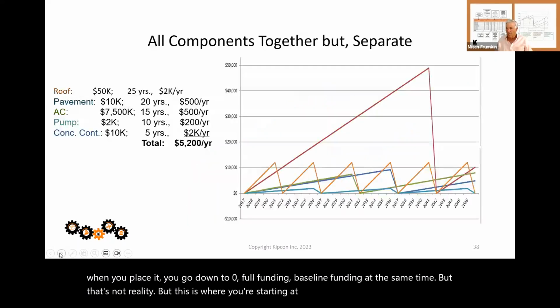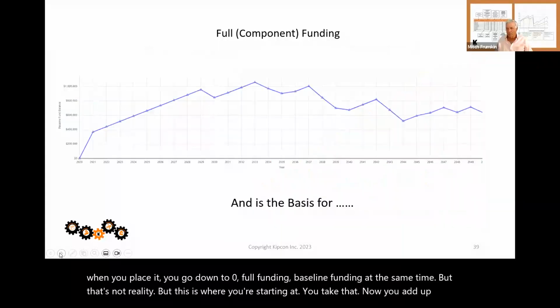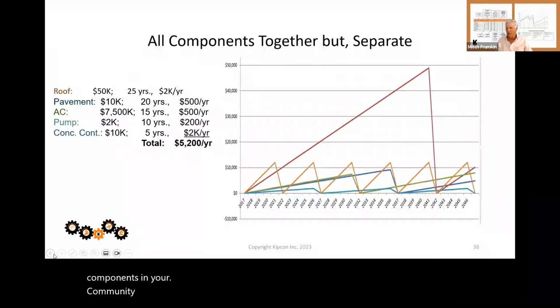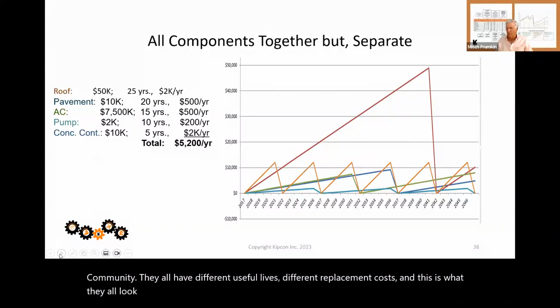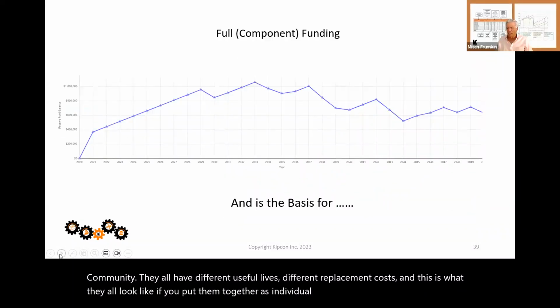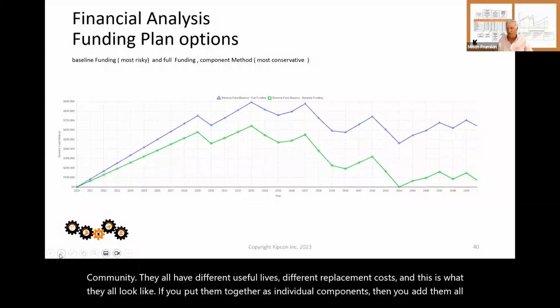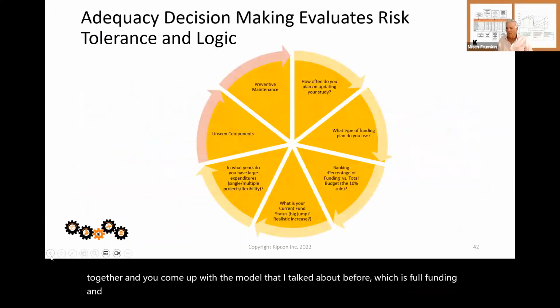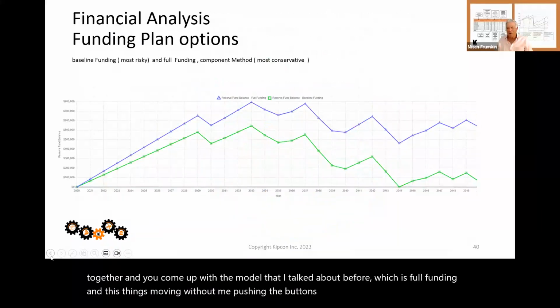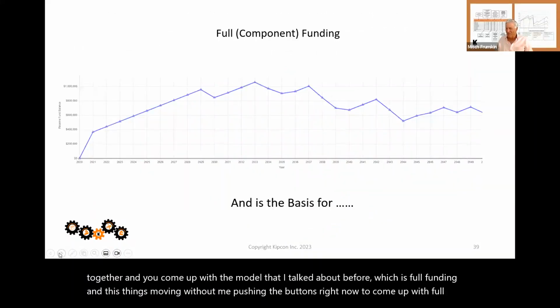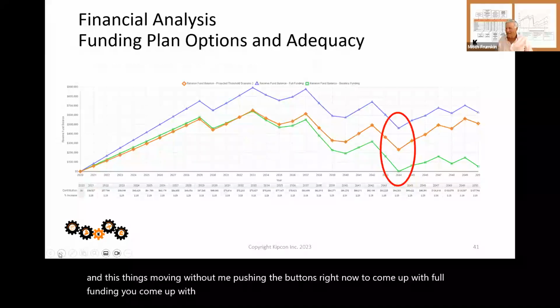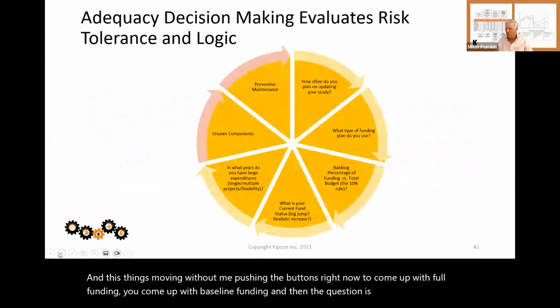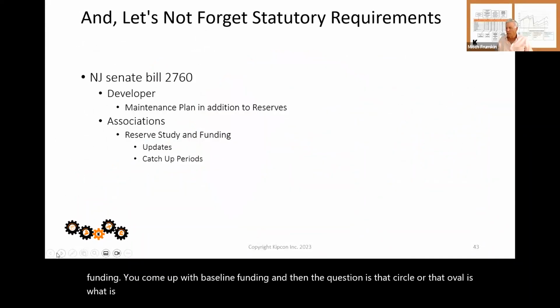You take that, now you add up all the components in your community. They all have different useful lives, different replacement costs, and this is what they all look like. If you put them together as individual components, then you add them all together and you come up with the model that I talked about before, which is full funding. You come up with full funding, you come up with baseline funding, and then the question is that circle or that oval is what is adequate funding and what do you look at?